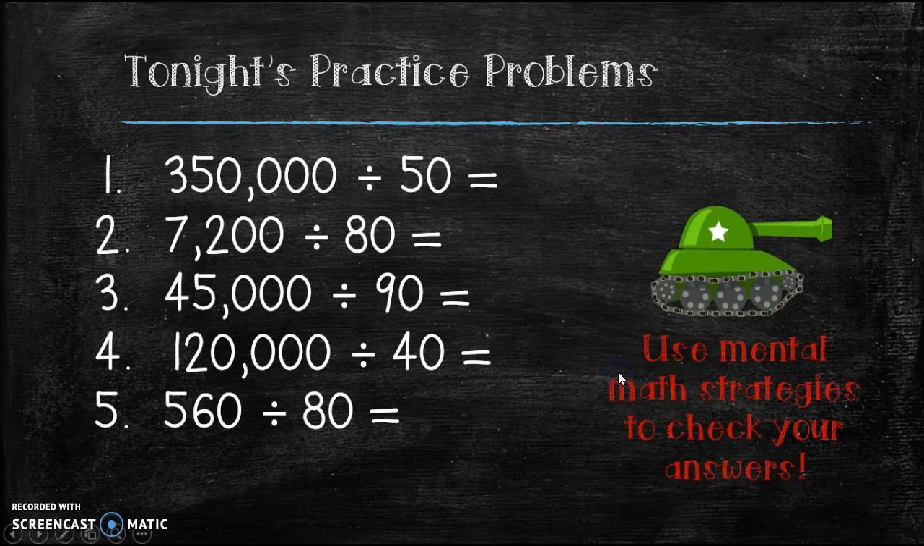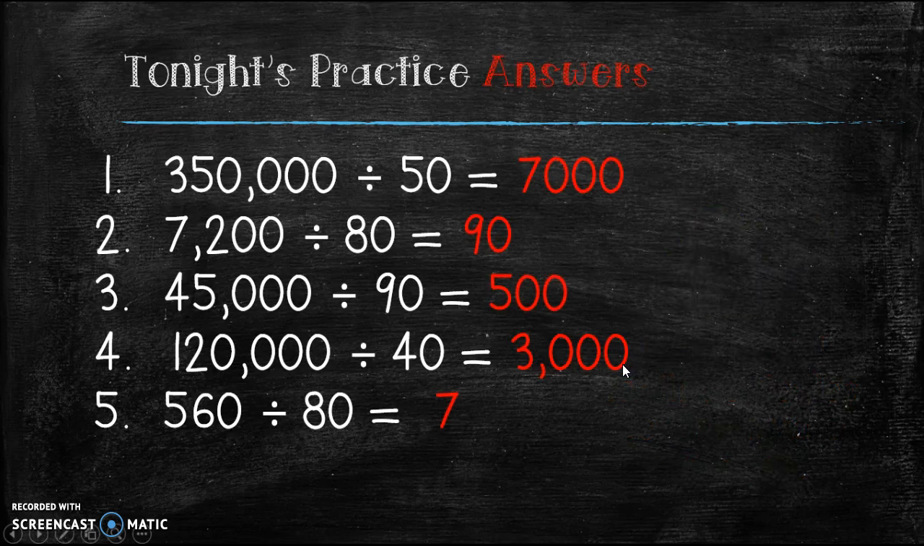Did you battle and use mental math strategies to check your answers? I hope you did, because these are our answers. Number 1, 350,000 divided by 50 equals 7,000. Number 2, 7,200 divided by 80 equals 90. Number 3, 45,000 divided by 90 equals 500. Number 4, 120,000 divided by 40 equals 3,000. And number 5, 560 divided by 80 equals 7.